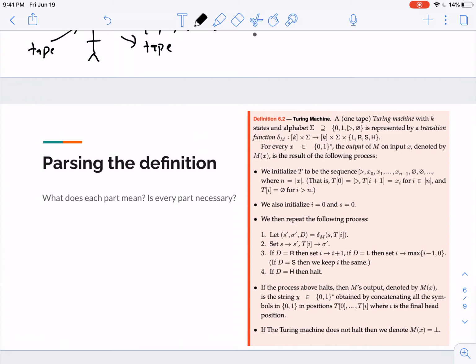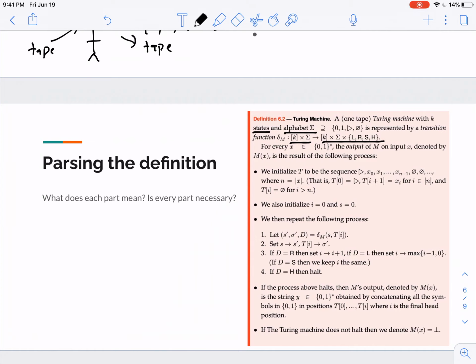First, a Turing machine with k states and an alphabet sigma. So the states probably correspond to what's in our head, and it's not exactly clear what the alphabet is, but we'll keep going and hopefully we'll figure that out. It is represented by a transition function that maps a state and some element of the alphabet to a state, some element of the alphabet, and L, R, S, or H. Okay, so that's all a little bit foggy.